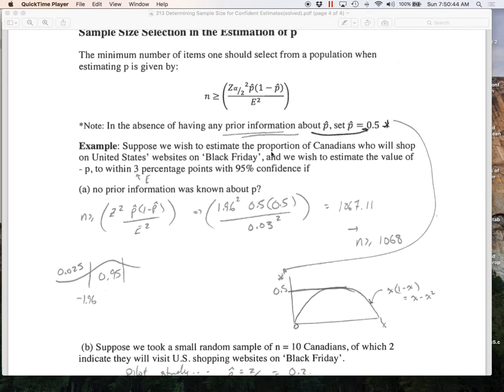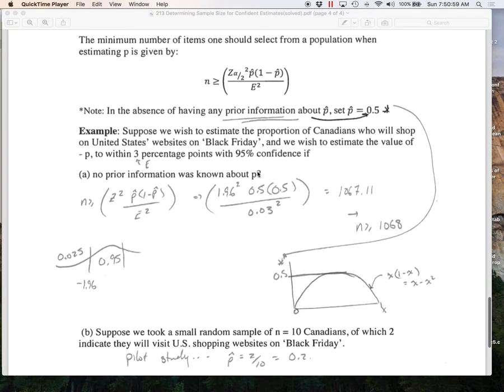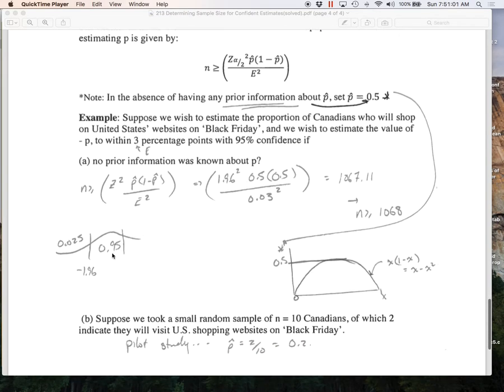Suppose we wanted to estimate the proportion of Canadians who will shop in the United States on Black Friday. That just happened a few days ago. We wish to estimate the value of p within 3 percentage points. So this is the error, within 3 percentage points. We want to be 95% confident in this. Okay, so we want to be 95% confident.